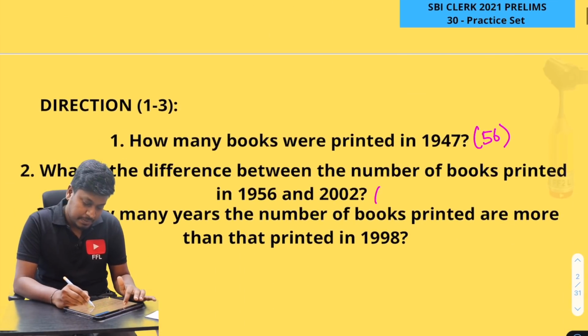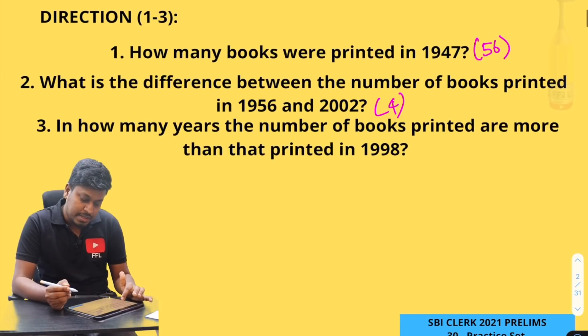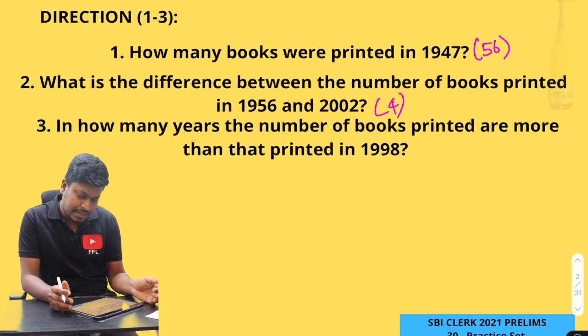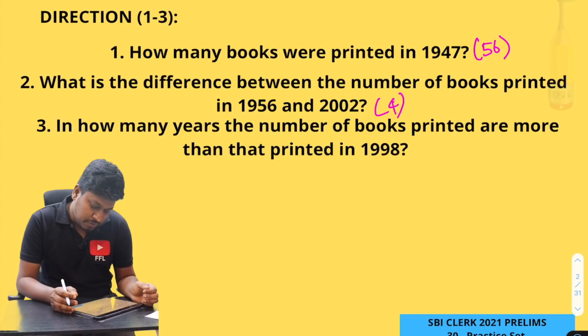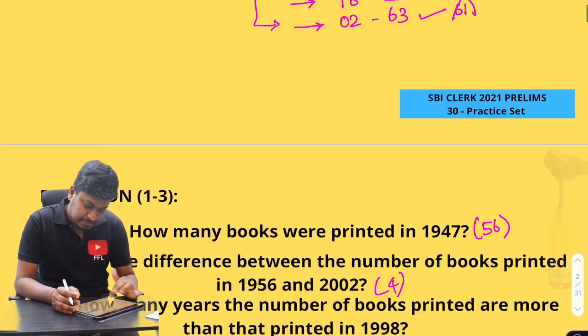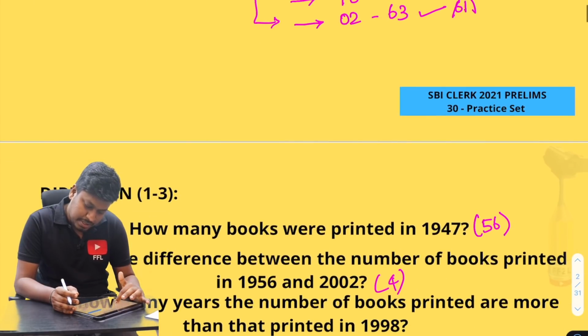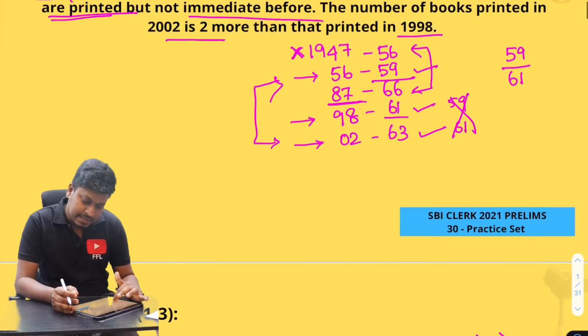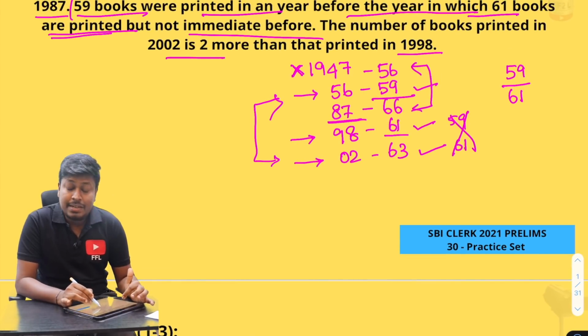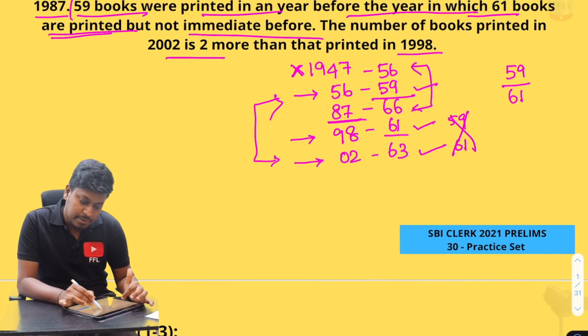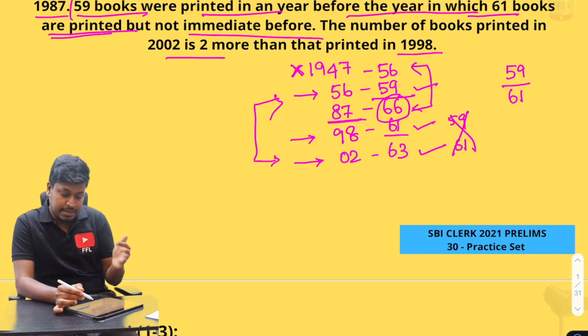Got it? Next question, in how many years is the number of books printed more than that printed in 1998? In 1998, 61 books were printed. So how many years have more than that printed in 1998? You can see 66 in 1987, so more books were printed in that year.